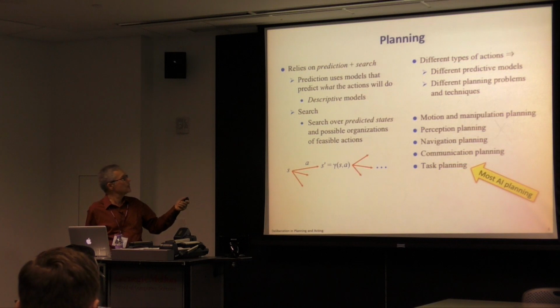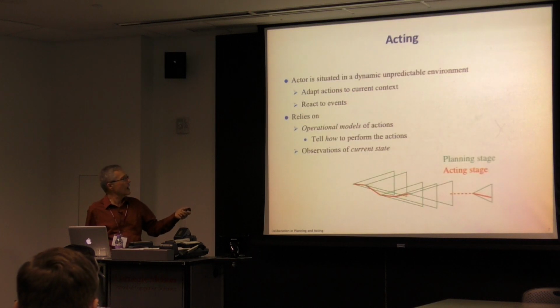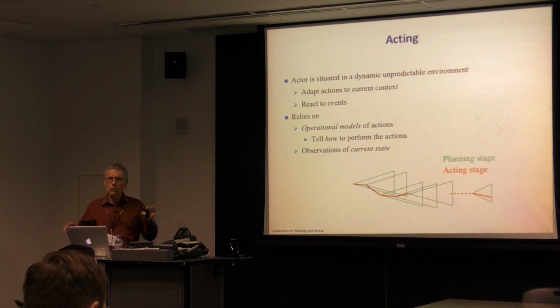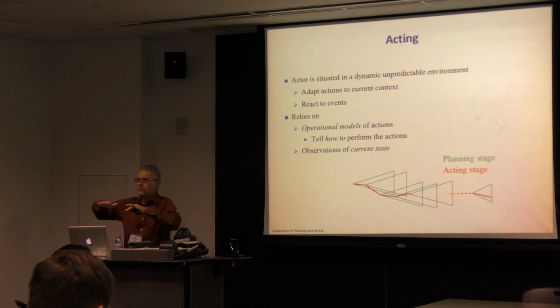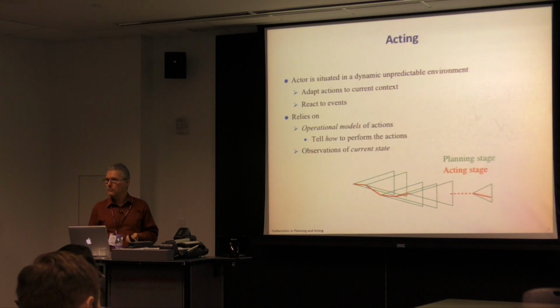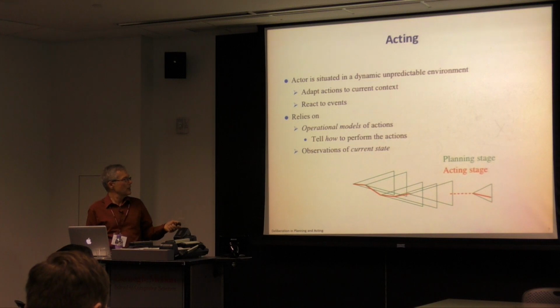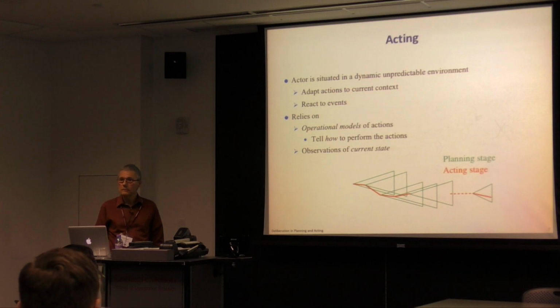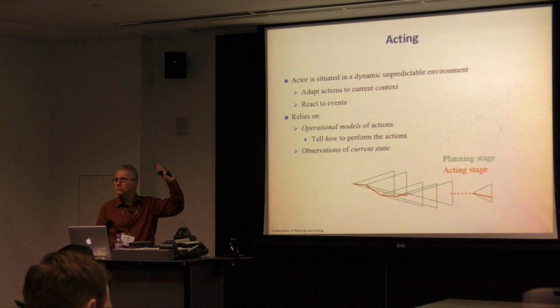Before we had descriptive models, now we have operational models of the actions, which don't predict what the state of the world will be like after carrying out the action. Rather, they tell you how to perform the action. So it'll depend on that and on observations of the current state. So planning will predict things, acting will then carry them out, and you get this interrelationship like that. All right? Any questions so far?